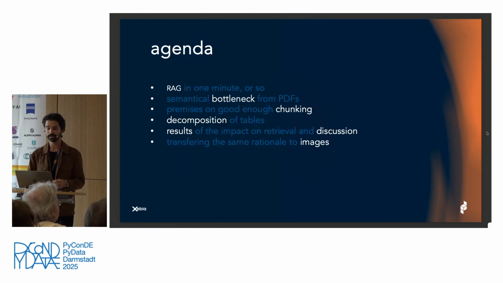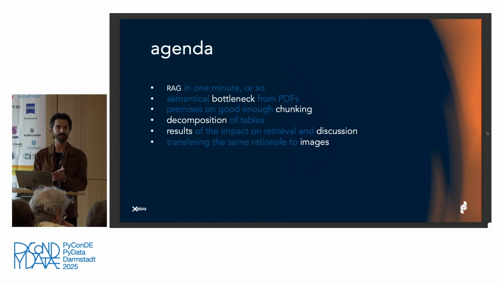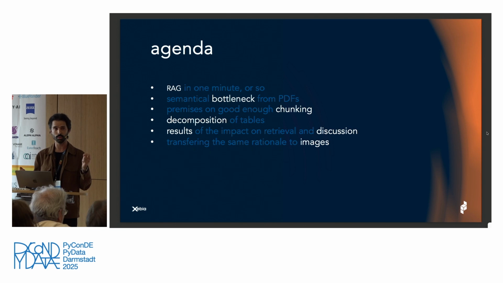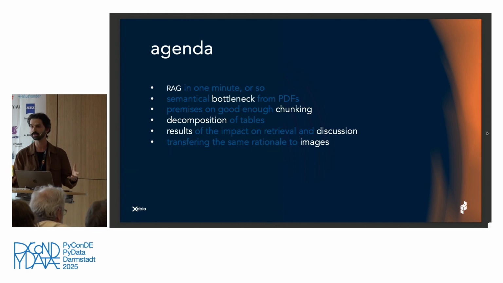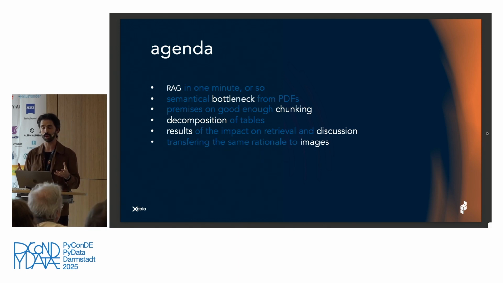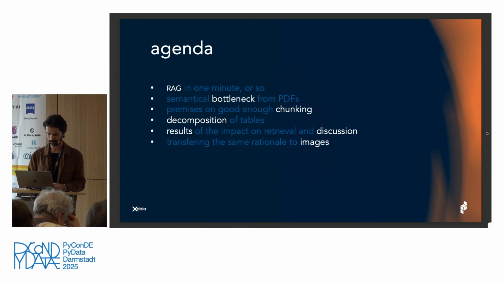I cannot even call it a review, but I'll just gather some concepts about RAG, which is still very much alive. Then go through some bottlenecks of PDFs. And also, I'm going to define some premises on chunking so we can work on top of that. So then I can deliver some insights on how to decompose tables and complex structures from PDFs. And from that, we can see the impact on retrieval, and we can discuss a little bit. And from that, we can see how we can transfer this rationale to images.